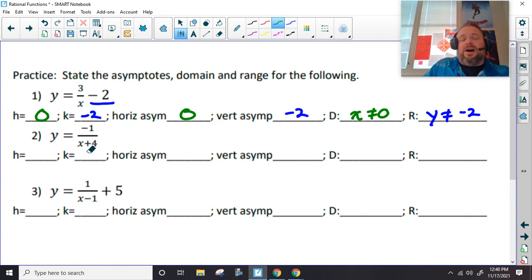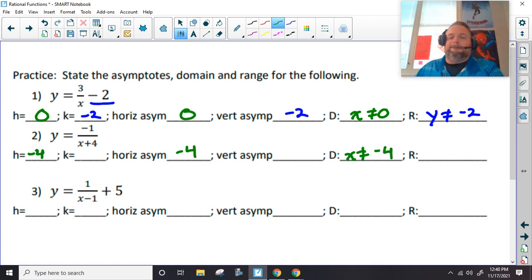We got to do the opposite. So this is +4, so the opposite is -4. So this would be -4, and this would be x not equal to -4. It's kind of funny with some of this stuff how much information you can find out of something so small. And I'll talk about what an asymptote is later, as y'all are doing some of these other practice problems.